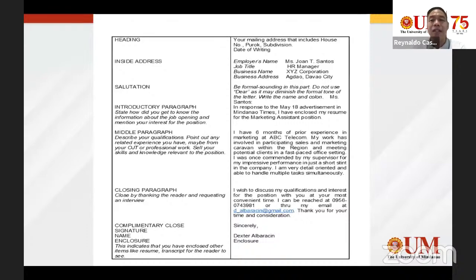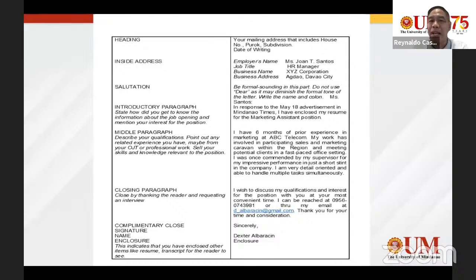It says here that you have to write the employer's name, and if you don't have any idea to whom you are going to address the letter, then you have to exert effort. You may call, you may give a ring sa company. You may pay a visit. If it allows you to do that, then you can go to the company and visit the HR and ask from them to whom you are going to address the letter. So kunin nyo talaga ang pangalan.